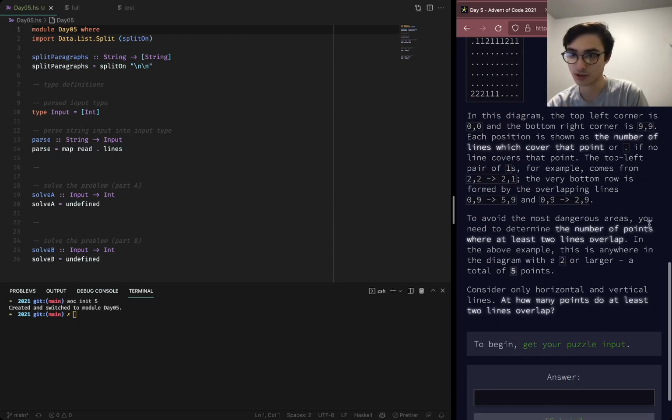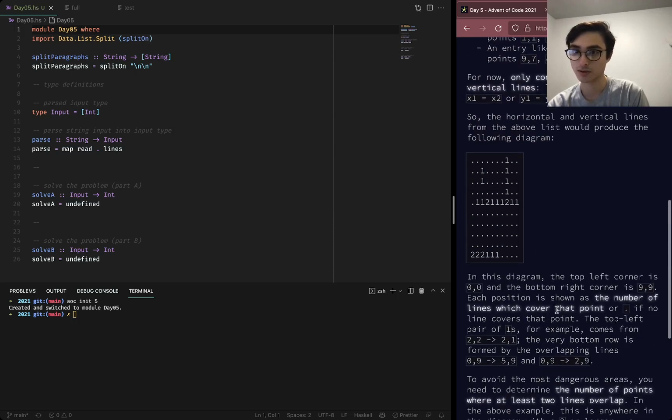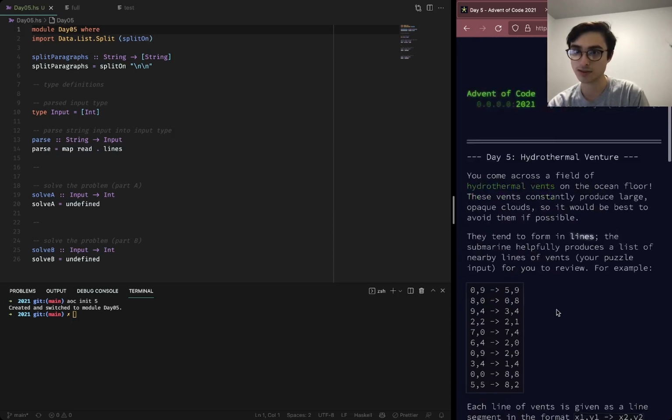To avoid the most dangerous areas, you need to determine the number of points where at least 2 lines overlap. Okay, this is anywhere in the diagram with a 2 or larger, a total of 5 points. How many points do at least 2 lines overlap? Okay, I think we can do this.